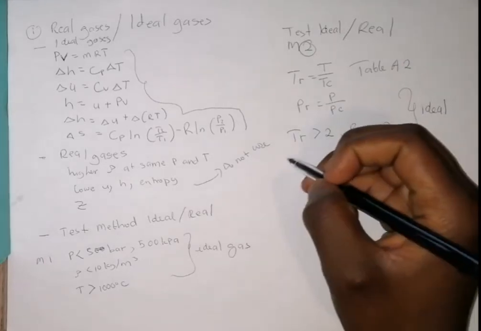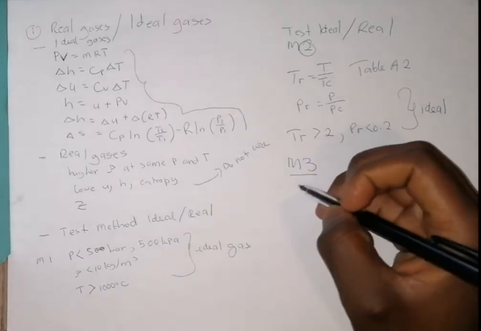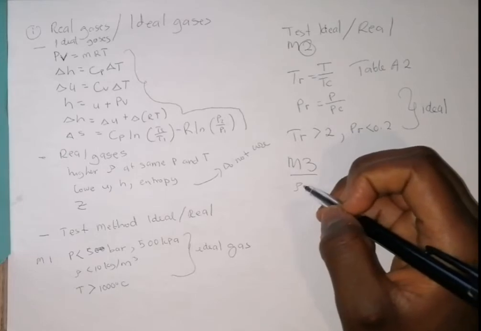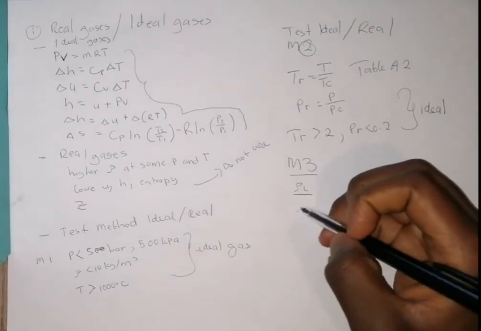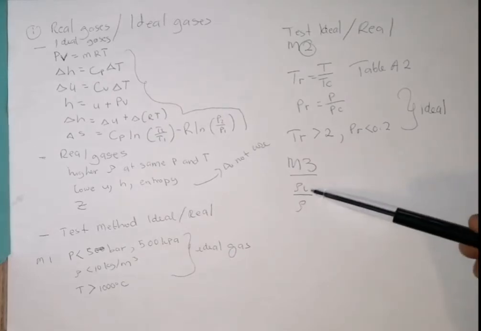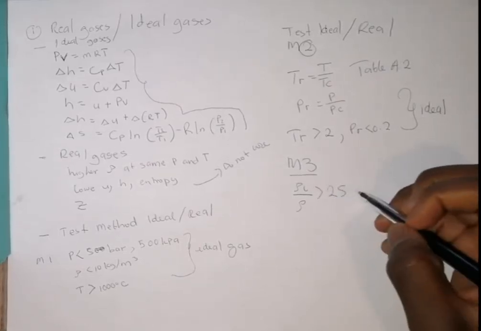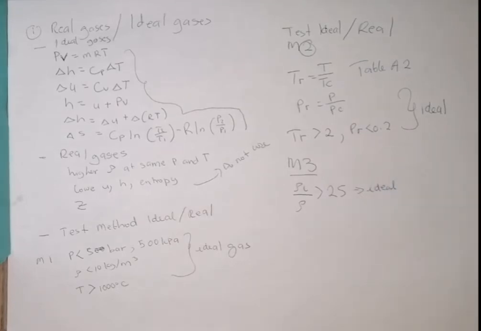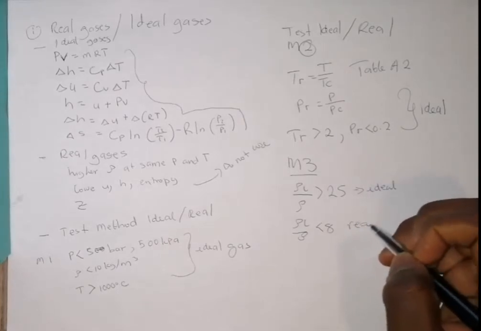The third method we're going to use is using the liquid density. If we get a gas, take the density of that gas at that same temperature, as a liquid, over the density of the gas at the given temperature and pressure. So remember what I just said: at the given temperature. You look at the density at that temperature. It doesn't matter the pressure, but as soon as it turns liquid at that temperature, you take that density and you take the density at the given pressure and temperature. If this ratio is greater than 25, then the gas is ideal. If this ratio is less than 8, this means that the gas is real.